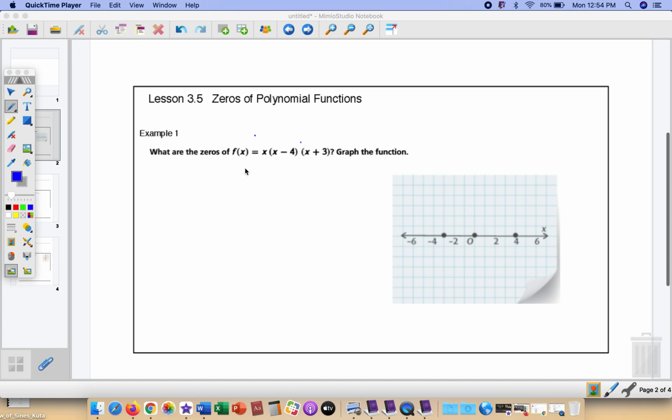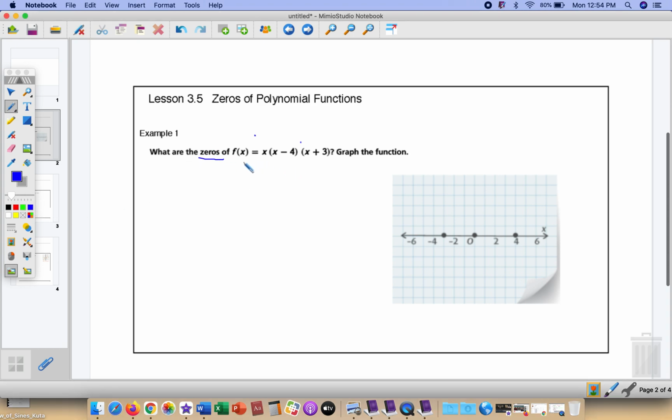For this problem, it says what are the zeros of this equation? It says graph. Now, we see this equation's in factored form. Let's work backwards for a second and write the original equation. So I could multiply x times x minus 4, so I would get x squared minus 4x, and then I could distribute that to x plus 3.